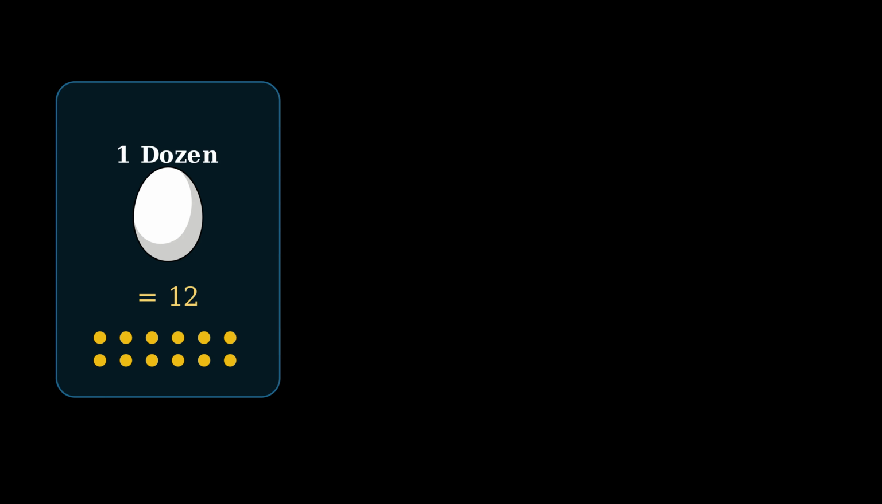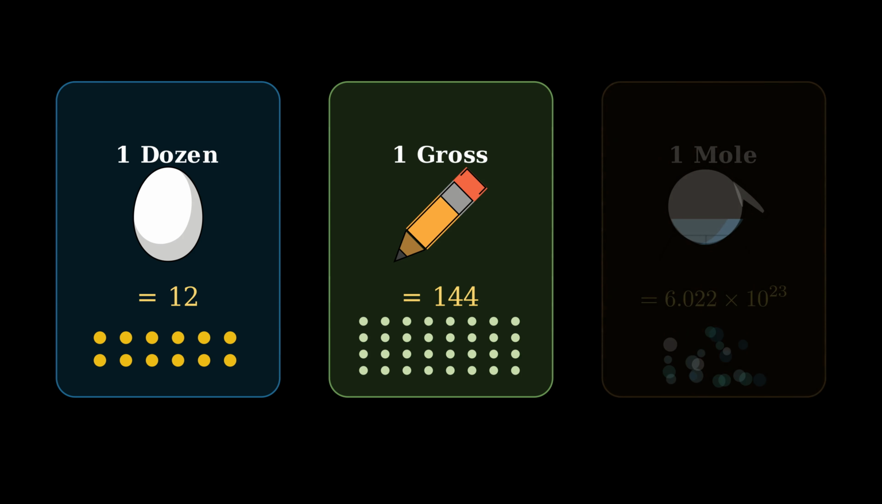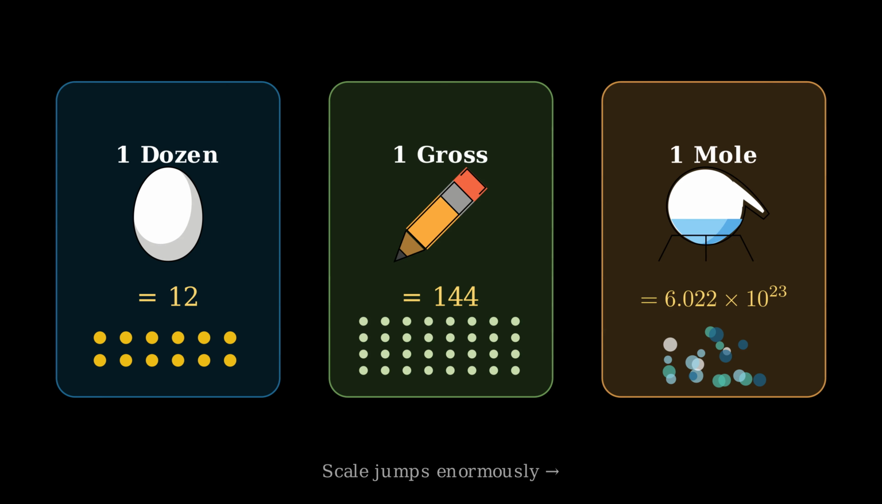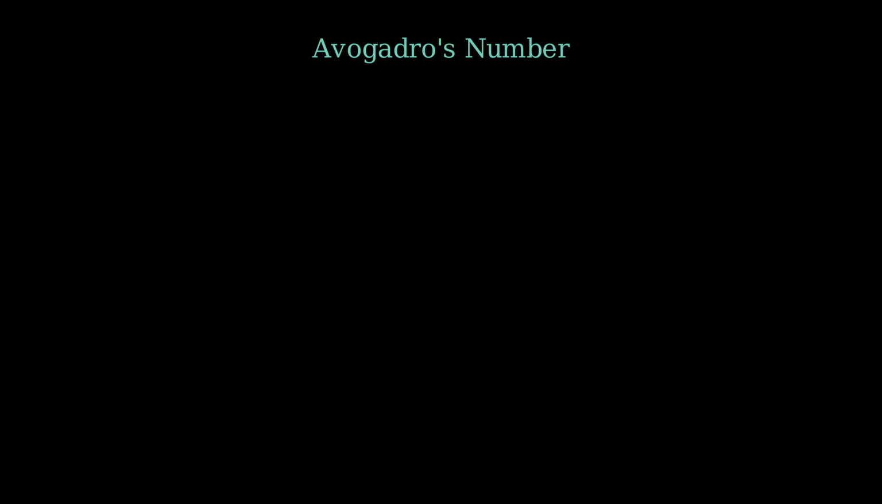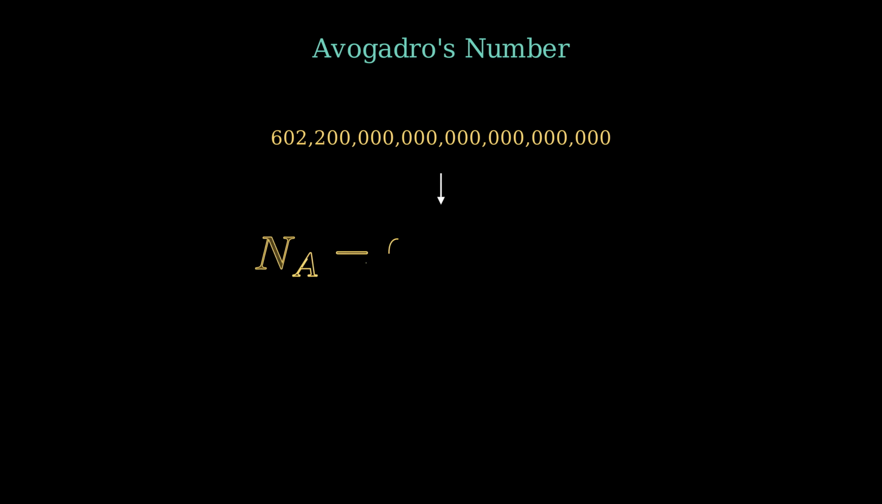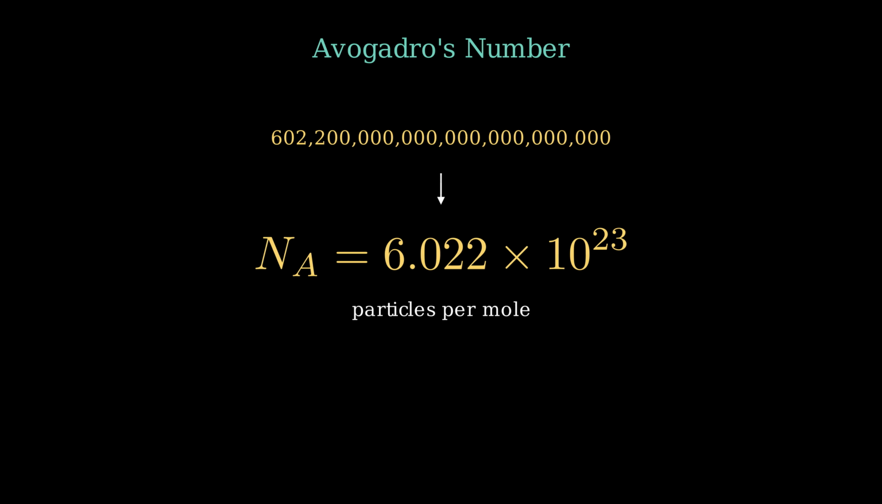We already use group counting in everyday life. A dozen means 12 items. A gross means 144 items. For atoms, chemists use a much larger group called the mole. 1 mole equals 6.022 times 10 to the power 23 particles. This number is called Avogadro's number, named after the Italian scientist Amedeo Avogadro.